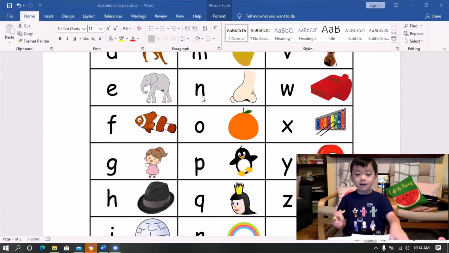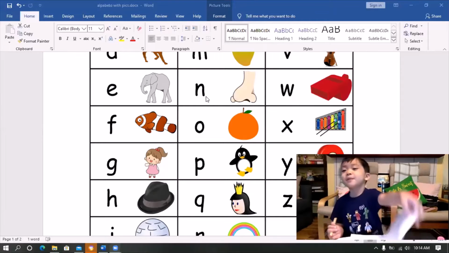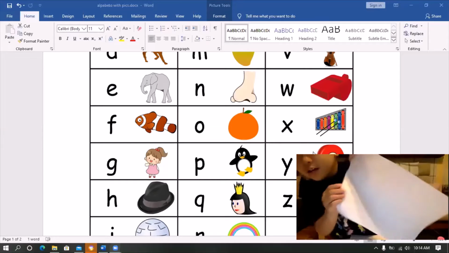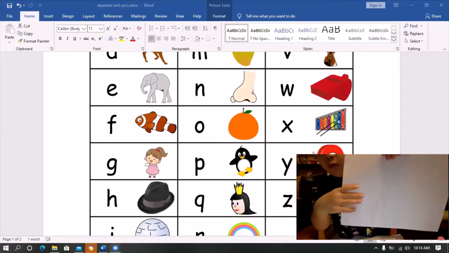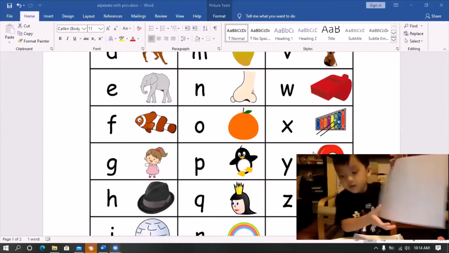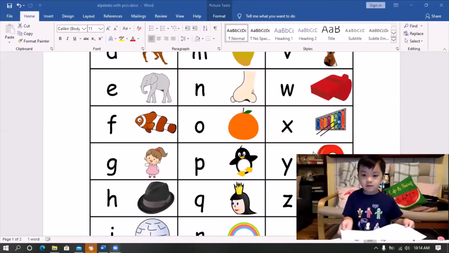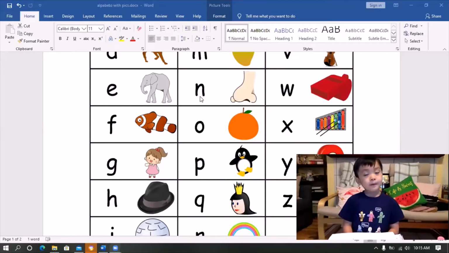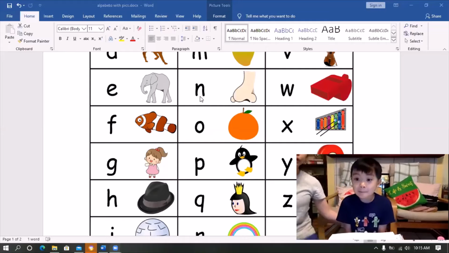Okay. Look what I did. I made my hand. Look, now I can count. 1, 2. There are 2 hands. Julian, wait. Let's finish these letters. What letter is this?